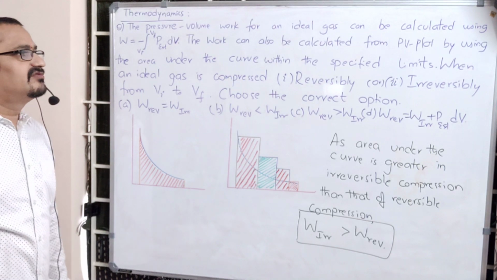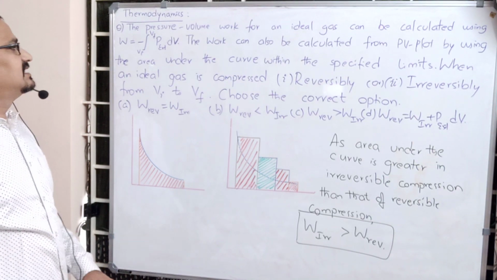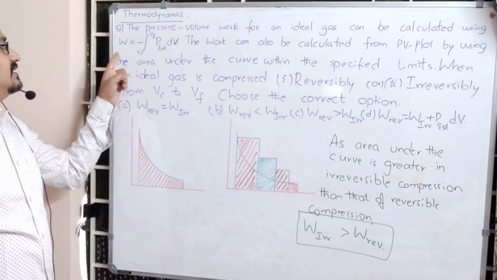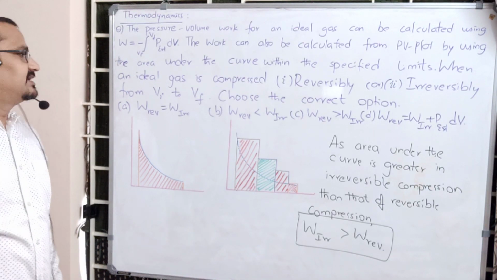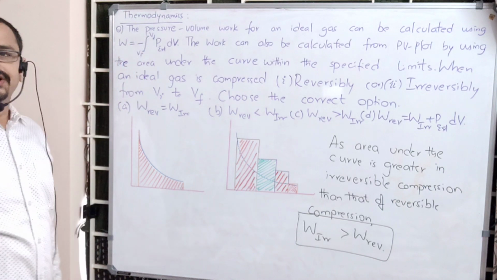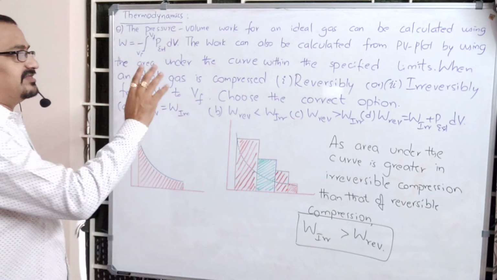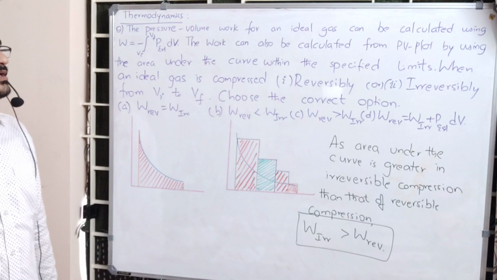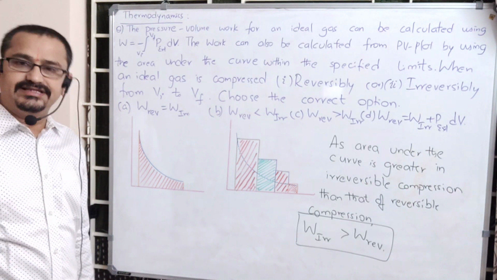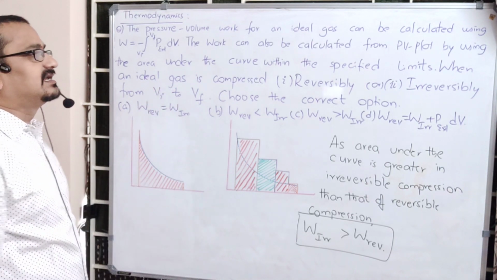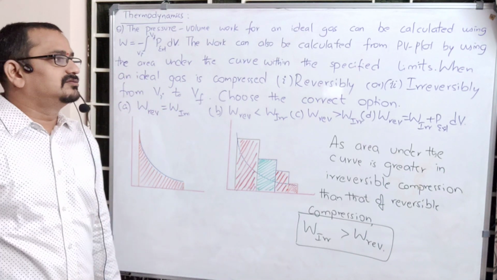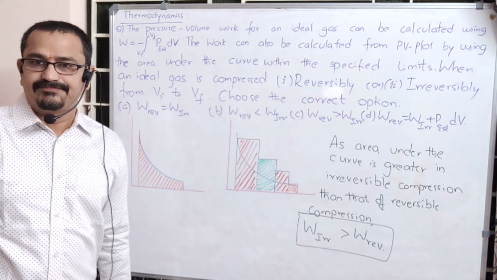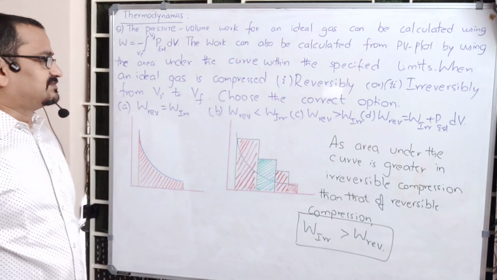The pressure volume work for an ideal gas can be calculated using the expression W equals to minus integral PdV from V initial to V final. The work can also be calculated from a PV plot. We have studied this. Work can also be calculated by using the area under the curve within the specified limits. So we studied this in the concepts.